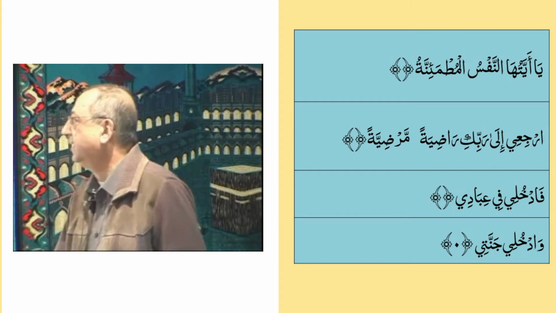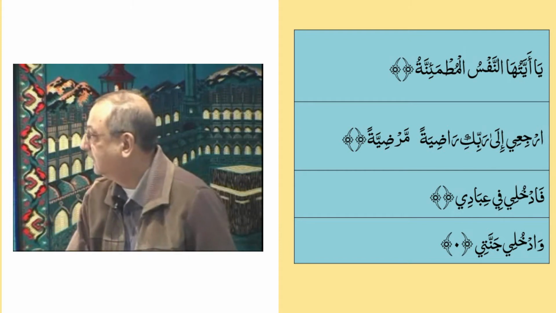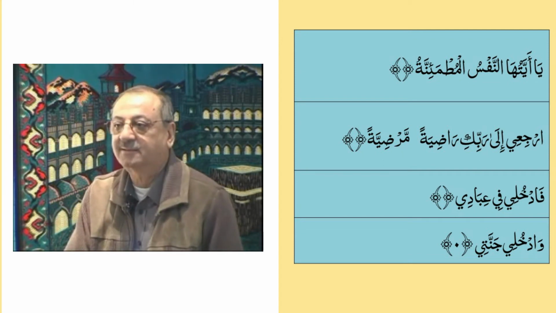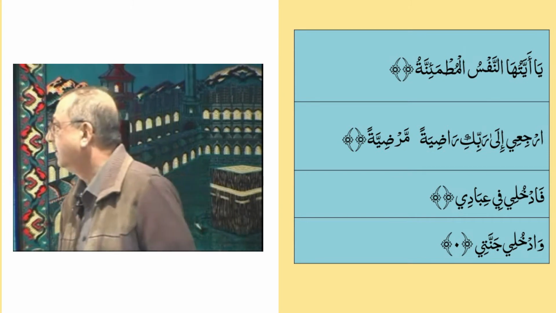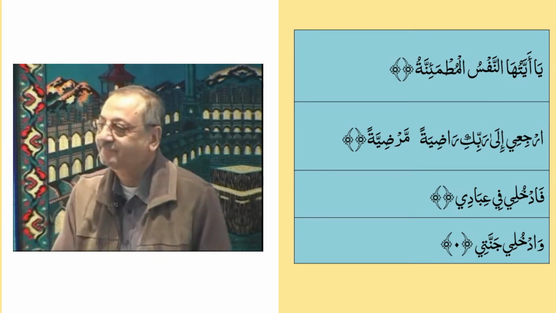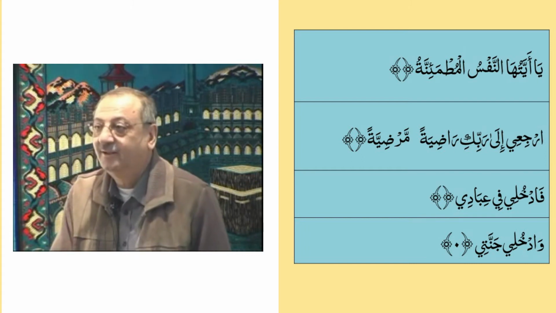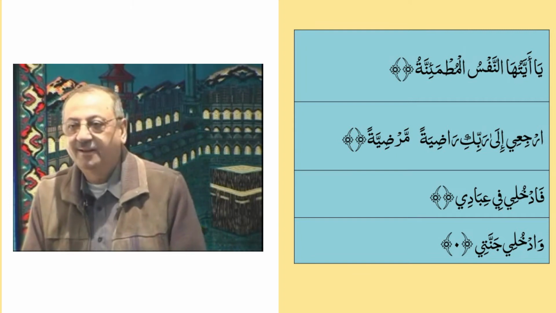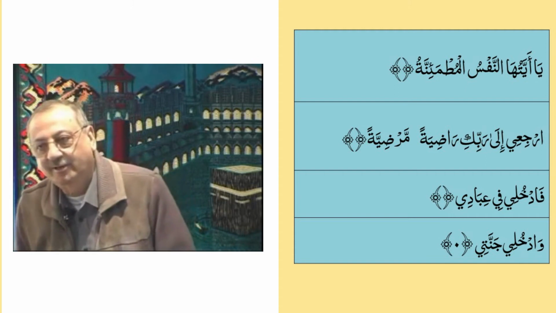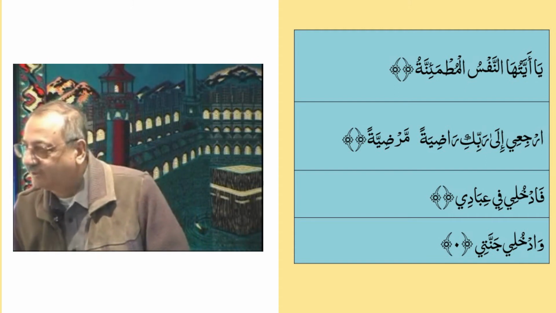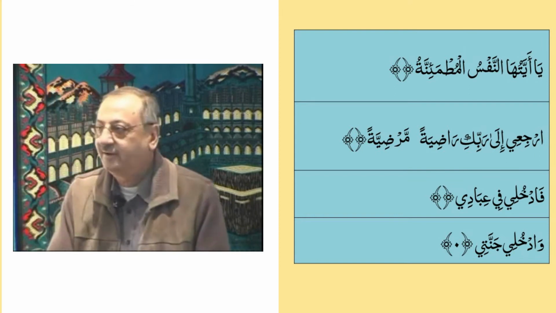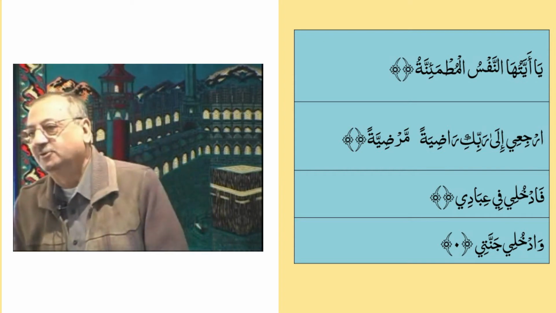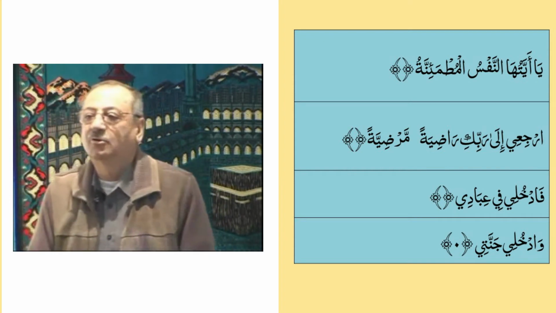Okay, irji'i ila rabbiki radiyatan mardiyatan. So radiyatan is hal, mardiyatan is also hal. Fadkhuli, what is fa? Ataf. So what is the Fi3l Amr? Udkhuli. Are you with me? But it became fadkhuli. Why? Because Hamzatul Wasal. If something comes before it, it is written but not pronounced. So it became fadkhuli. So fa ataf, and what is udkhuli?